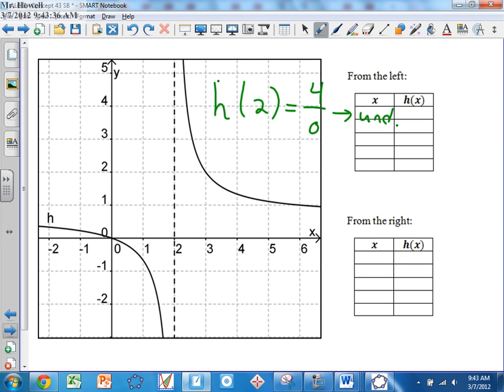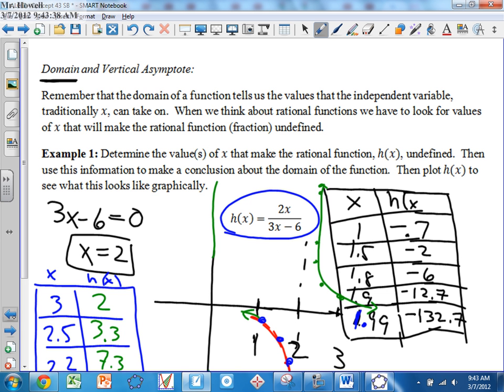Look at the actual problem, guys. Plug in a 2 here, you get a 4. Plug in a 2 down here, you get a 0. 4/0.